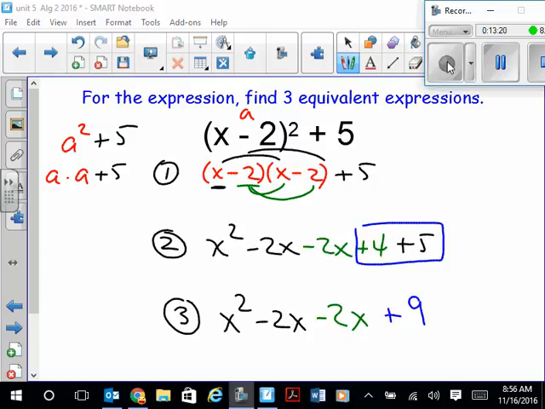Last guy, he doesn't have anybody to multiply against, so he just comes down. Once you do the FOIL on the front one, you do it on the second one. Get your 4 pieces on the front, get 4 pieces on the middle. Then you're going to look for anyone who is a like term.